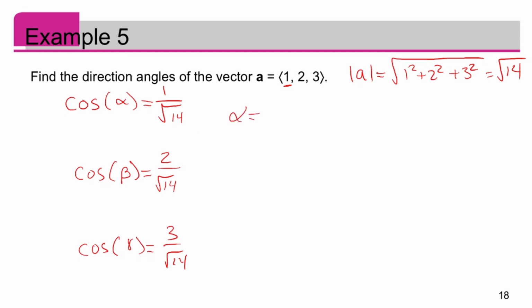Finally, we can use our calculators to compute the approximate values of alpha, beta, and gamma. And I'm doing that right now. I'm going to use the inverse cosine of 1 divided by the square root of 14, and then I can just use the enter key. So this is in radians.